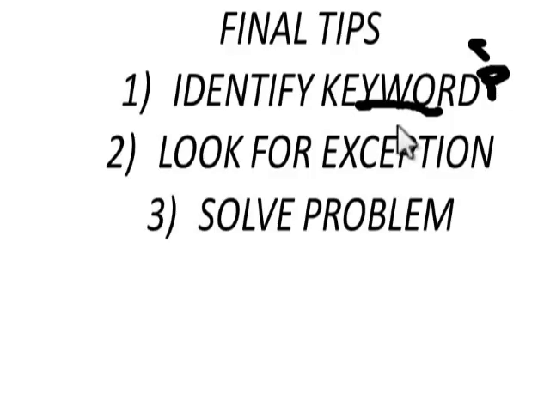And then look for your exceptions. Sometimes you're given cases like form an even number or form an odd number. So always look for the exceptions and always remember what the exceptions are. By following the exceptional cases you may solve the problem very easily. And lastly, solve the problem using the correct terms, which is combination or permutation.